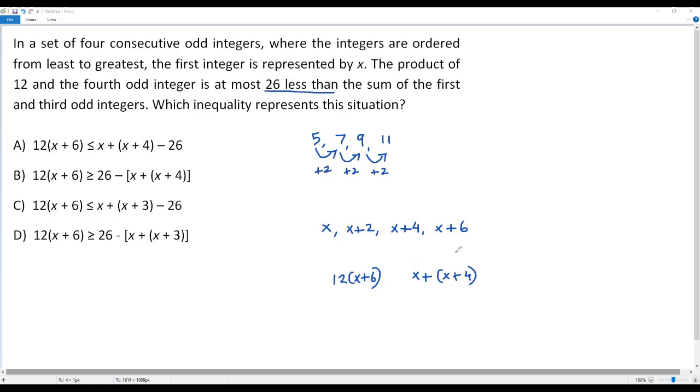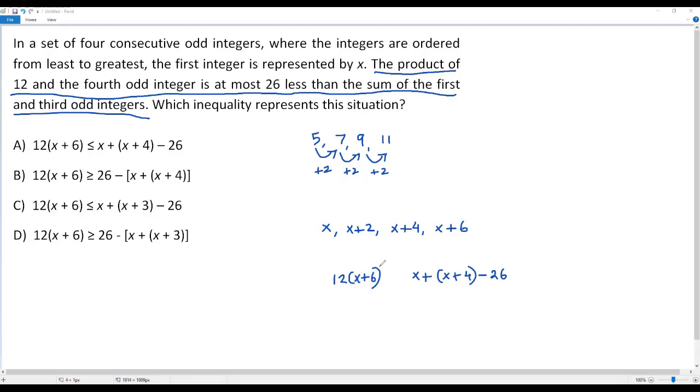For this information, 26 less than, let's subtract 26 over here. This expression represents the statement we have over here, 26 less than the sum of the first and third odd integers. Now, let's read this statement completely. That is, the product of 12 and the fourth odd integer is at most 26 less than the sum of the first and third odd integers.